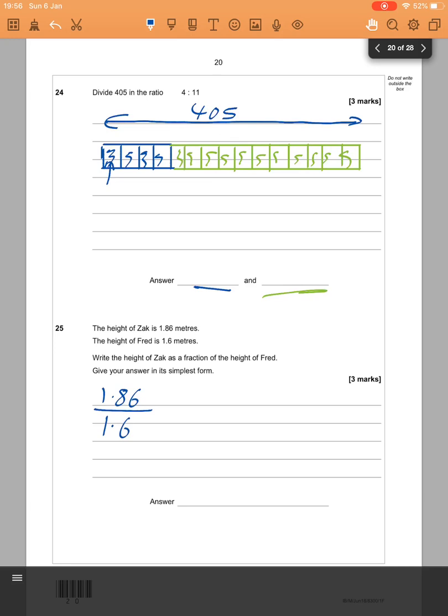It says you have to give it in its simplest form now. So I would suggest your next step is probably to write these both in centimetres. So times them by 100. So you get 186 over 160. And now you can start simplifying it. And because it's an improper fraction, the top number is bigger than the bottom, then you're going to have to write it as a mixed number as well to get all the marks.